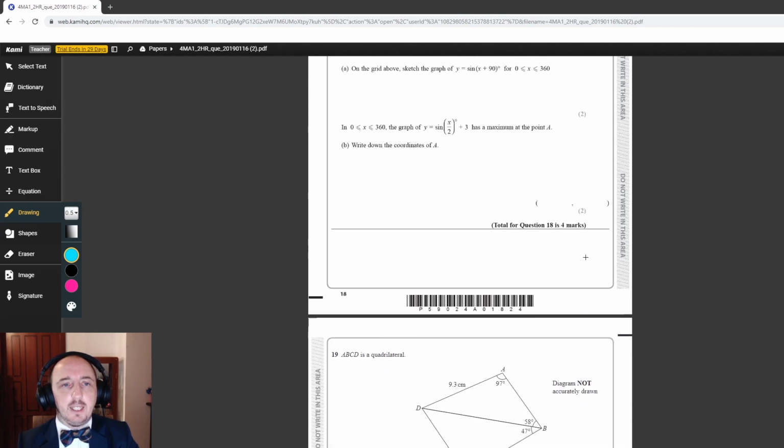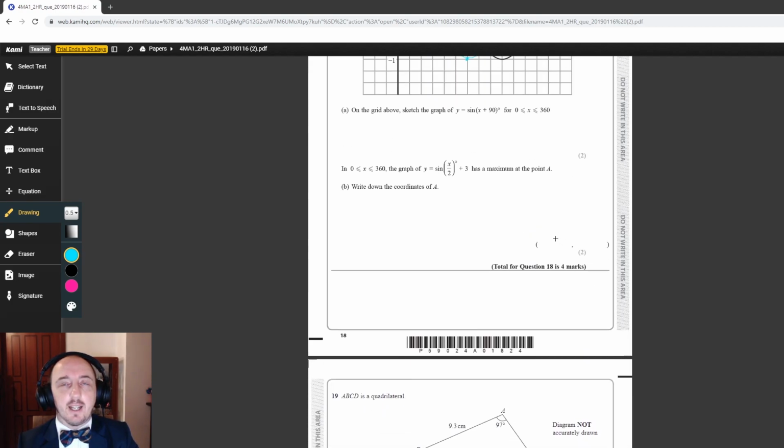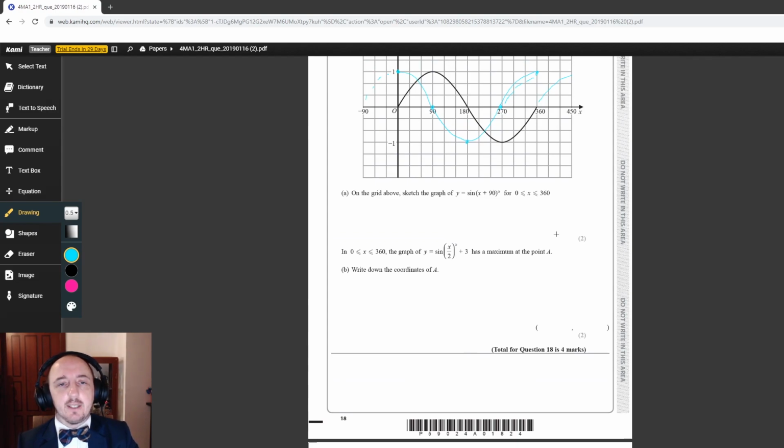For part B, we have y equals sine x over 2 plus 3. Now in that case, we have f of half x, and then we have a plus 3 outside the bracket. So we have two transformations of this graph here. We're going to do f of half x, which is a stretch in the x direction, and we're going to have plus 3, which is a translation of plus 3 in the y direction.